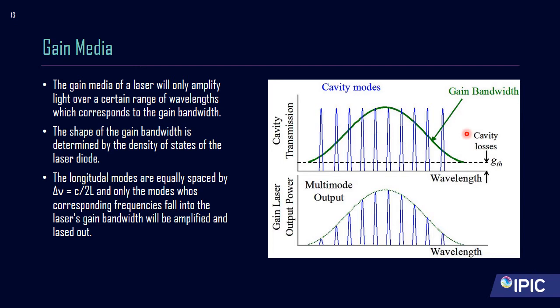as you can see here. So the longitudinal modes are equally spaced by a frequency difference of the speed of light divided by twice the cavity length. And only the modes whose corresponding frequencies fall in the laser's gain bandwidth will be amplified and lased out.